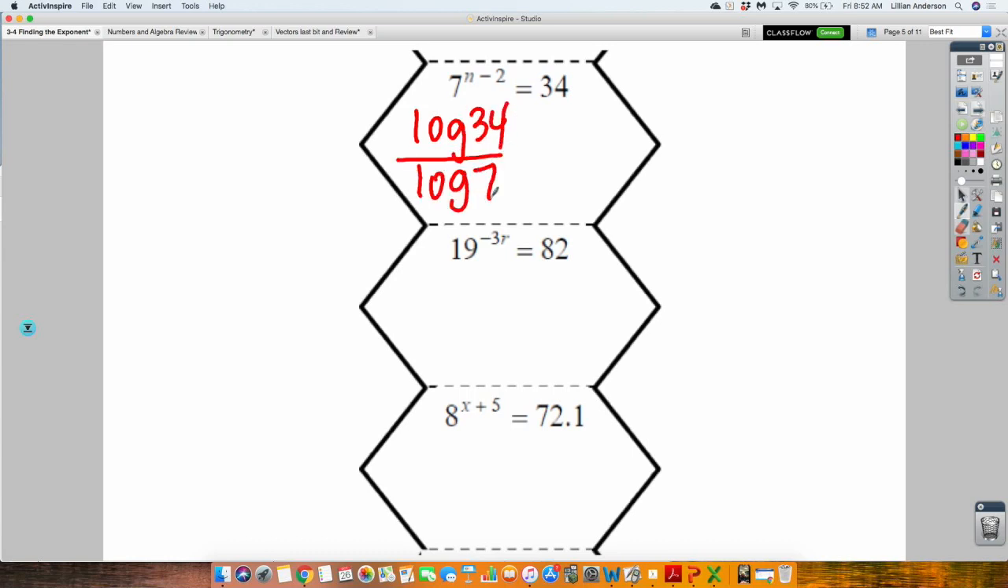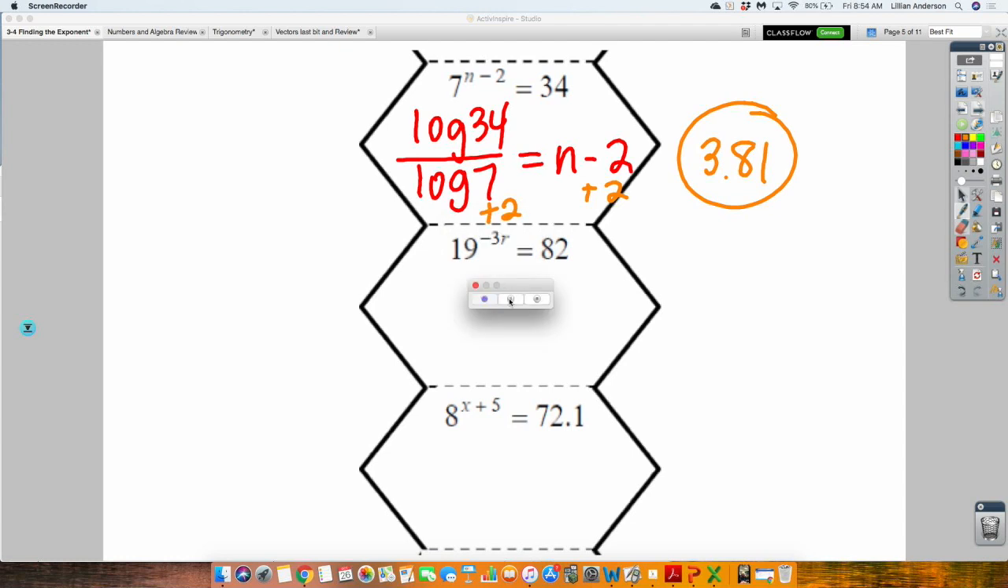So once we type in log 34 divided by log of 7 and get our answer in our calculator, we're going to have to do one more step before we can actually solve for our variable. To get it by itself, we're going to have to add 2 to both sides. So in our calculator, we're going to do 34 log divided by 7 log, enter, and then add 2 to that answer to get our final answer for n. And then rounding to three significant figures, n is going to equal 3.81 when you round to three significant figures.